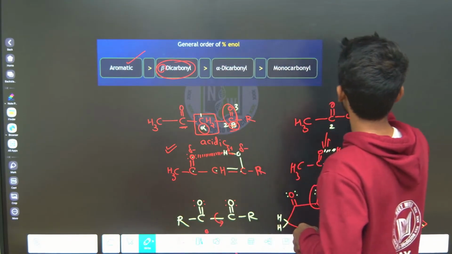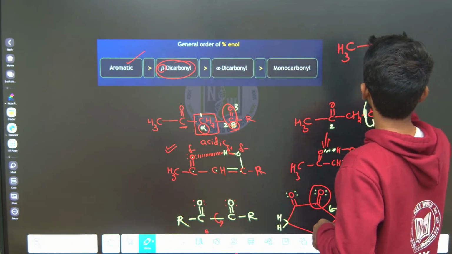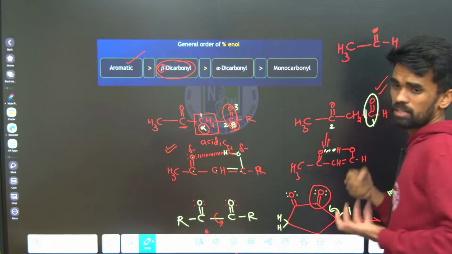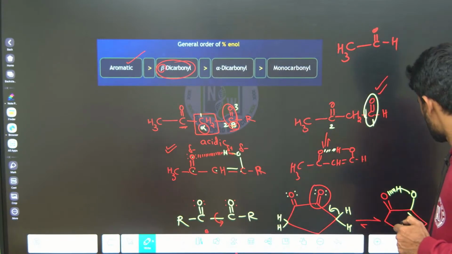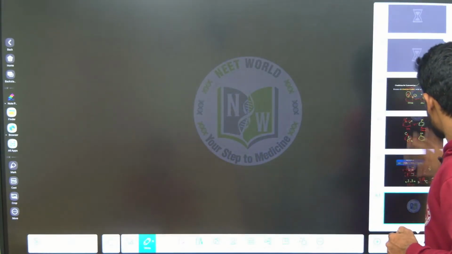Monocarbonyl means that is the simple one we have taken now. Ketone or aldehyde you can take, that will be your monocarbonyl. Already we have studied about these keto-enol forms. Okay, next.